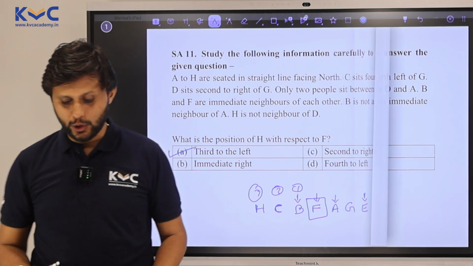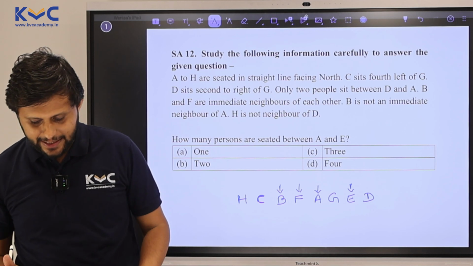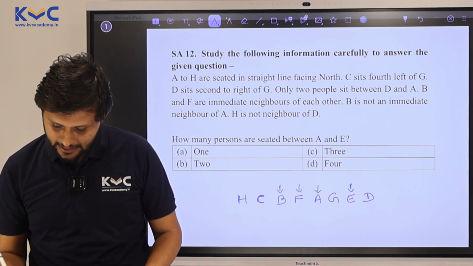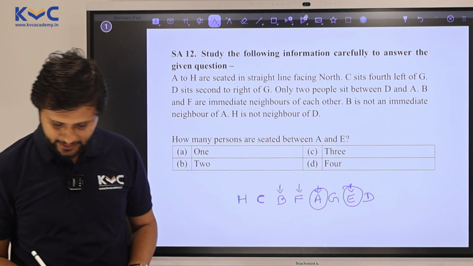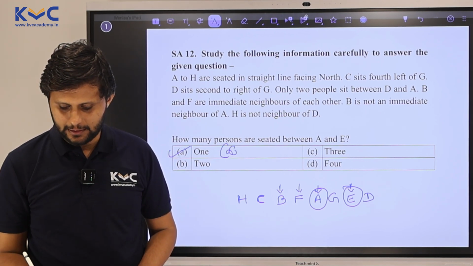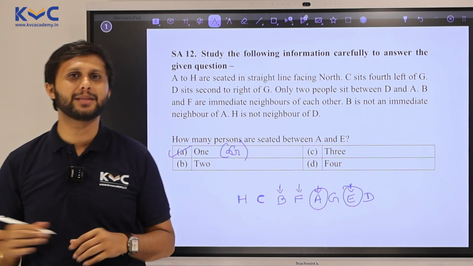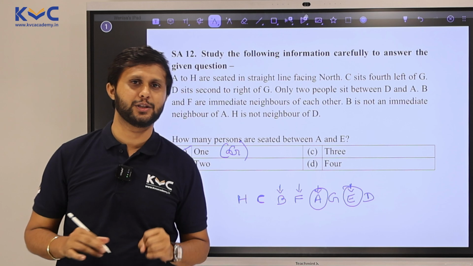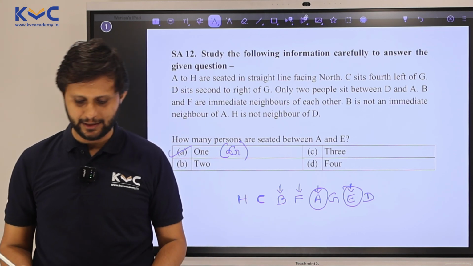And the last question, 12th one. Under the same question, this sub question. How many persons are seated between A and E? A and E, there is only one person, which is G. Correct? With that, 5 questions we have solved, 5 sub questions we have solved for the same given question. So arrangement becomes very, very important. Do it slowly, you'll get it right.